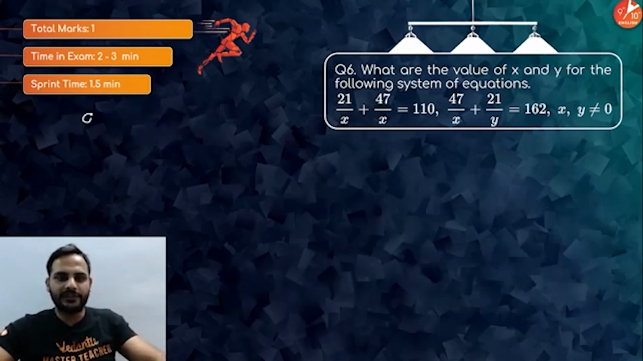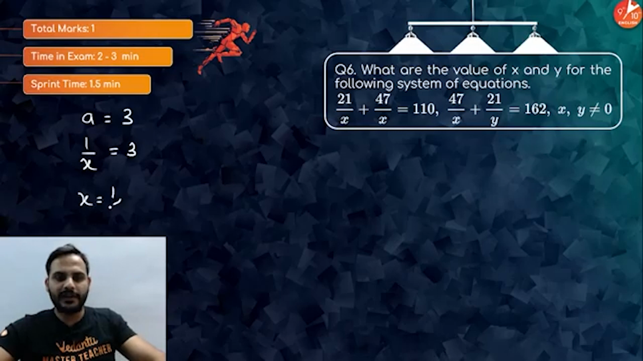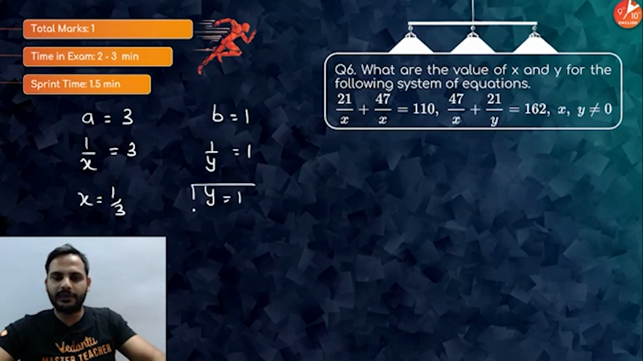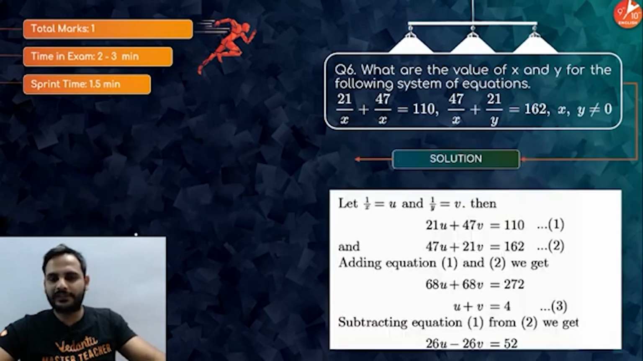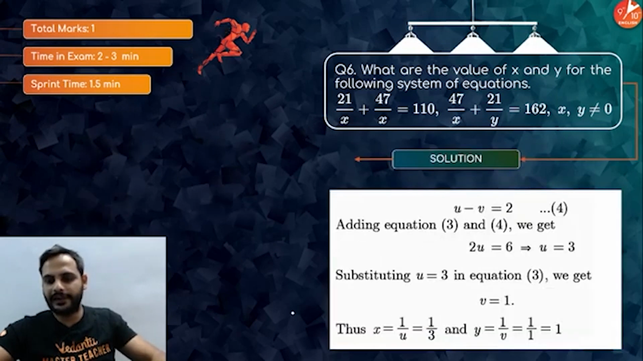Now what you'll do, since A is equal to 3, A was nothing but 1 upon X is equal to 3. You can say X is equal to 1 by 3. And B is equal to 1, which means 1 by Y is equal to 1. So Y is also equal to 1. So X is 1 by 3, Y is equal to 1. Simple, right? X is 1 by 3, Y is equal to 1.